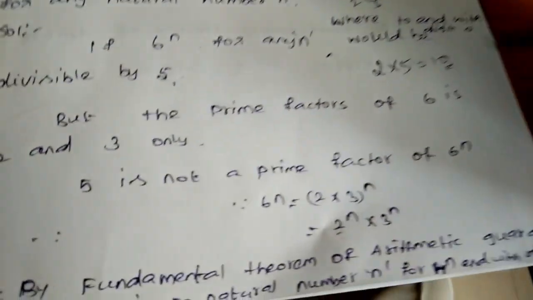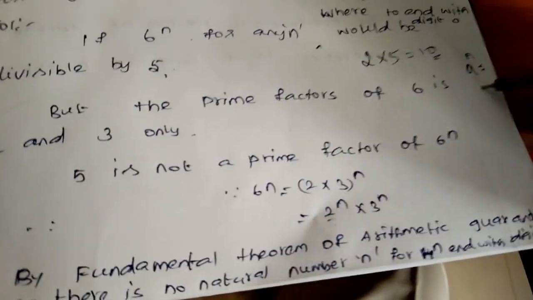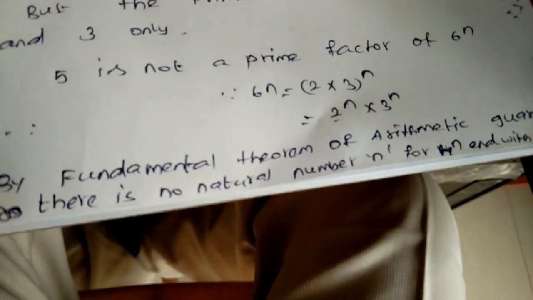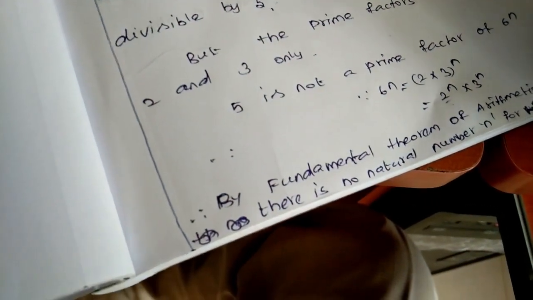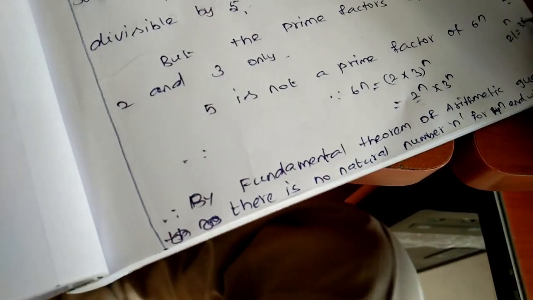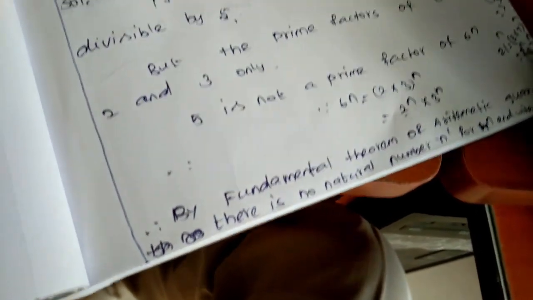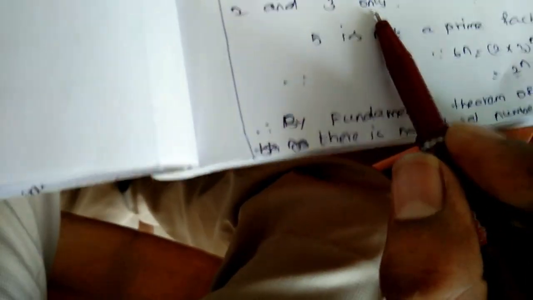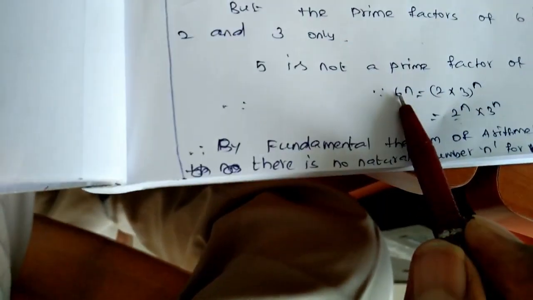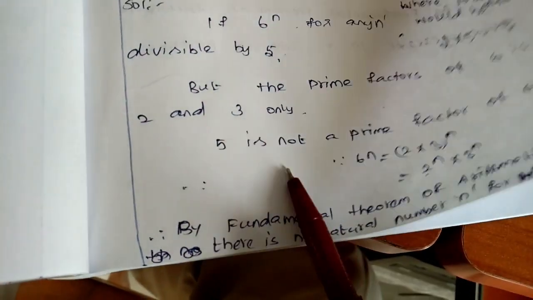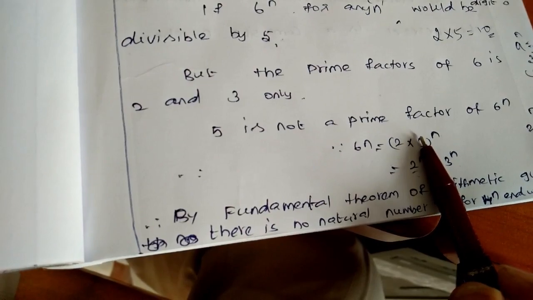Suppose 9, that means 9 power n. Only 3 is a prime factor: 3 squared the whole power n, that is 3 power 2n. Like that, for any number, suppose 21 power n, you can write 3 into 7 the whole power n, that is 3 power n into 7 power n. Likewise, 6 power n you can write as 2 into 3 the whole power n, that is 2 power n into 3 power n. So 5 is not a prime factor of 6 power n.